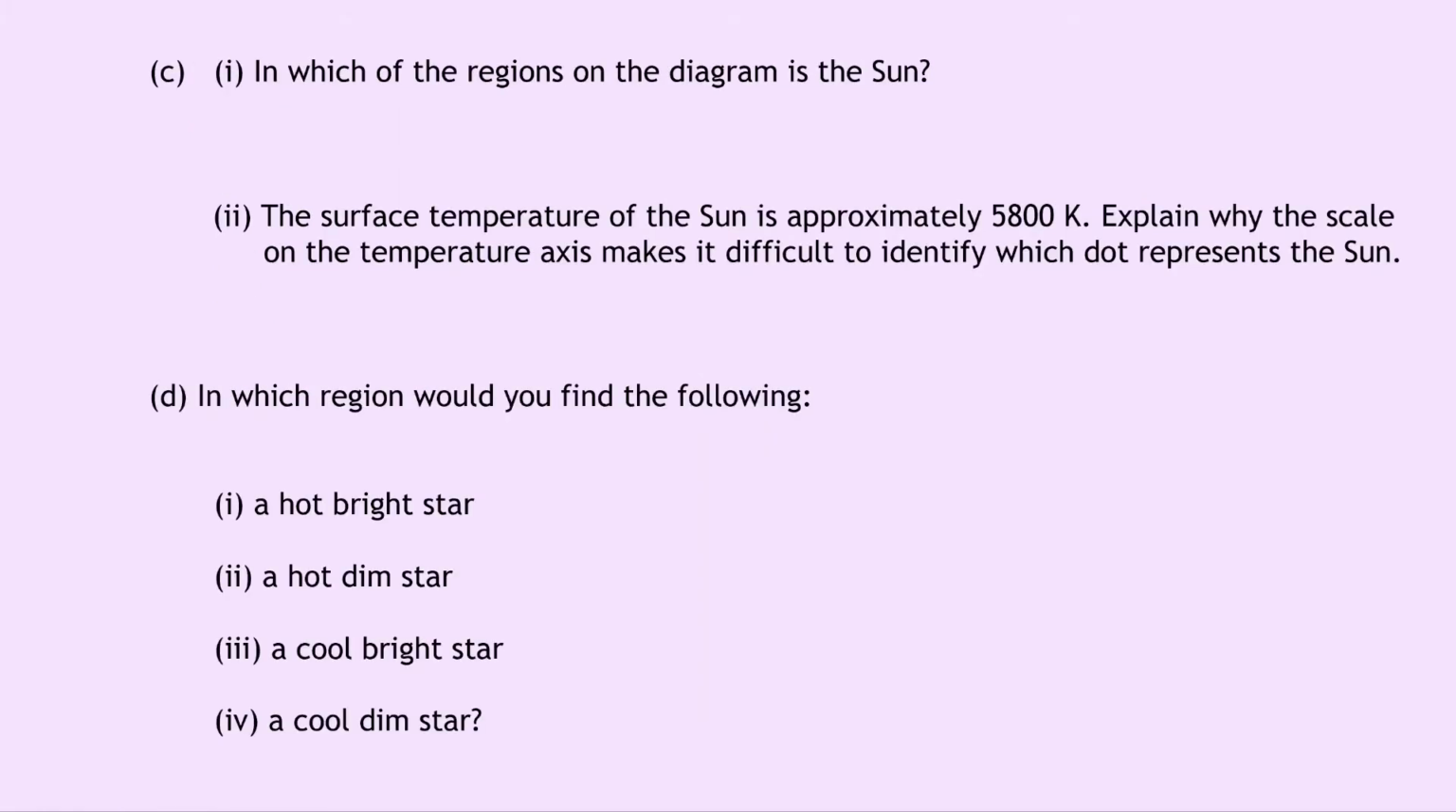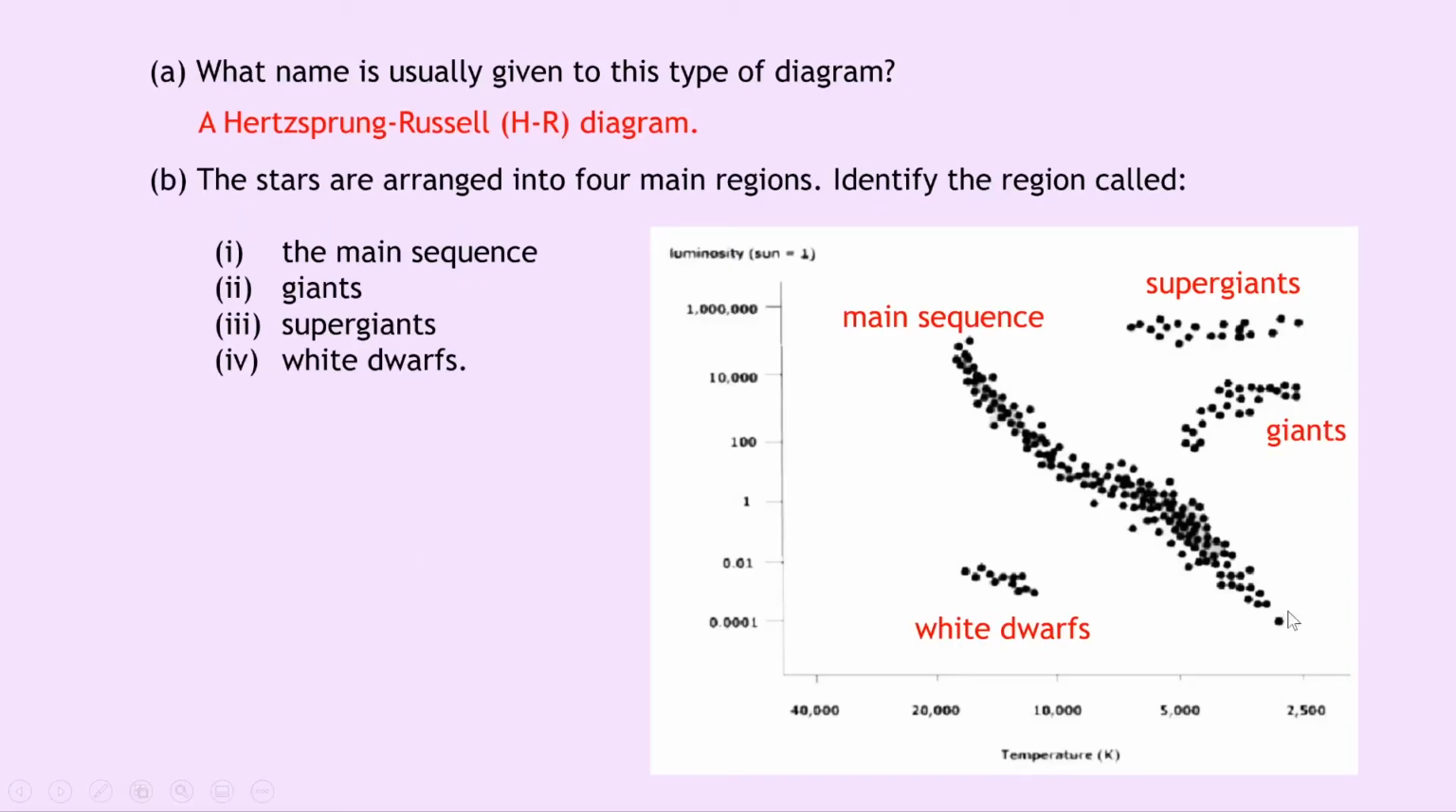C part 1 then says, in which of the regions on the diagram is the sun? Well, the sun is in the main sequence, so if we look back at our picture, then that is this sequence here, and the sun is thought to be about halfway along, i.e. halfway through its lifetime on the main sequence.